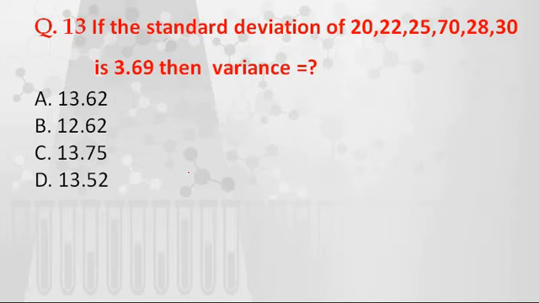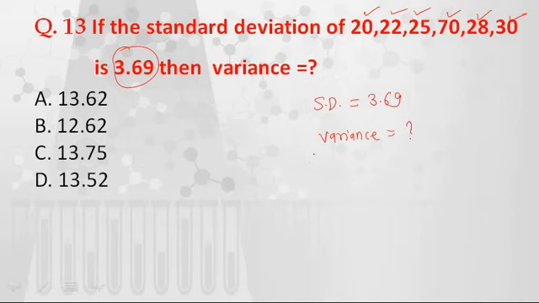If the standard deviation of this series, there are 6 numbers given, 20, 22, 25, 70, 28, 30, is 3.69, then variance is equal to what? So there are 6 numbers, 1, 2, 3, 4, 5, 6. Its standard deviation is given as 3.69, and we have to find the value of the variance.